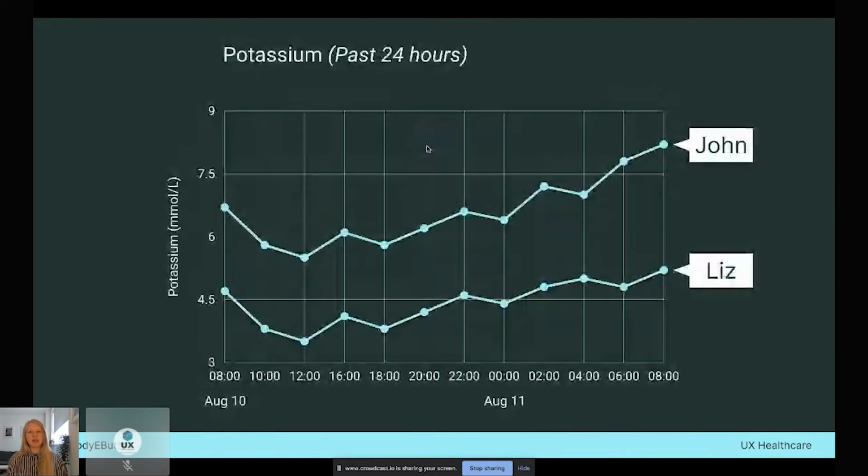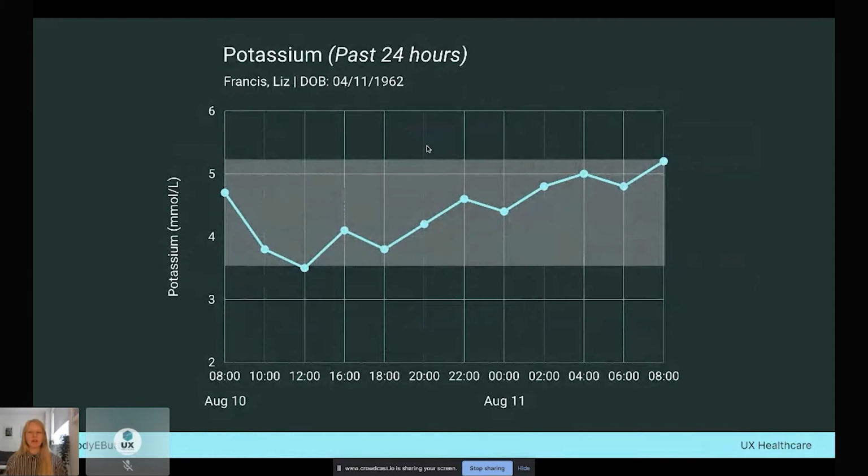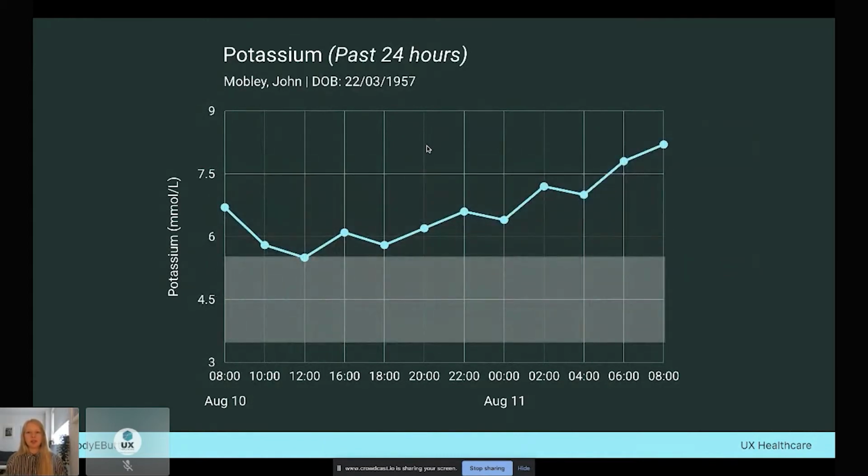Now, if we think back to the example of John and Liz with their potassium values, something that would have really helped in this situation is to have given the viewer more context to the data. For most clinical values, there's something called a reference range, which shows that normal and expected range of values. And by simply adding this visual context to the graph, it's much more clear that Liz's values are within range and okay, while John's were significantly above. So even though the y-axis was still changing between the two patients, adding that additional context made that more clear.